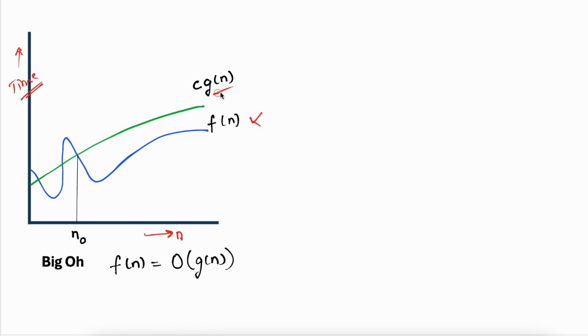The function g(n) will be called the upper bound of function f(n) if we can find a constant c and another constant n0 such that the value of the function f(n) is always less than or equal to c into g(n). And this should be true for all the values of n greater than or equal to n0. You can see this n0 here.